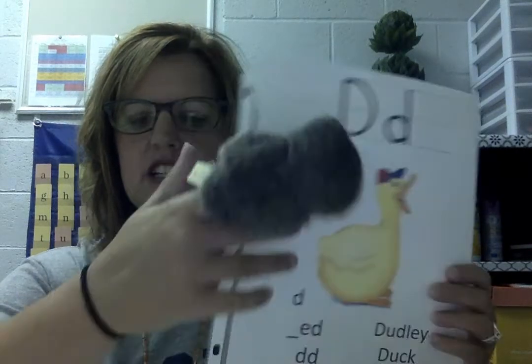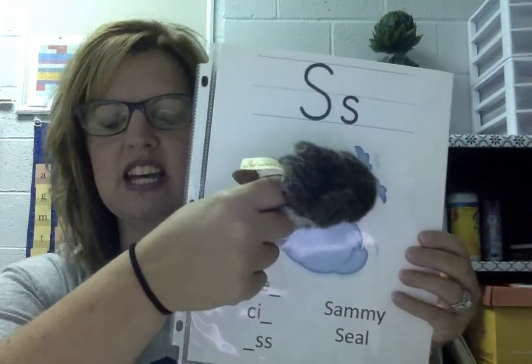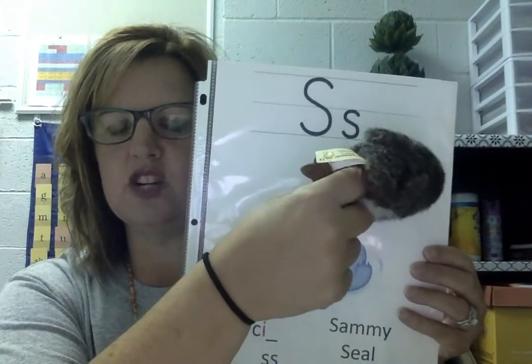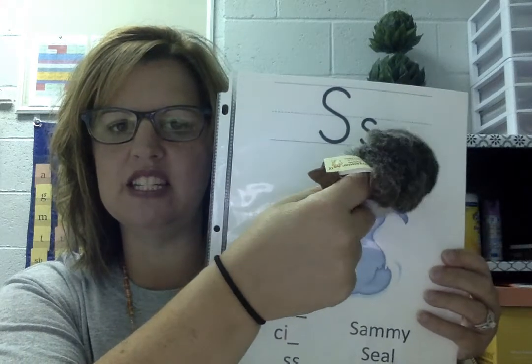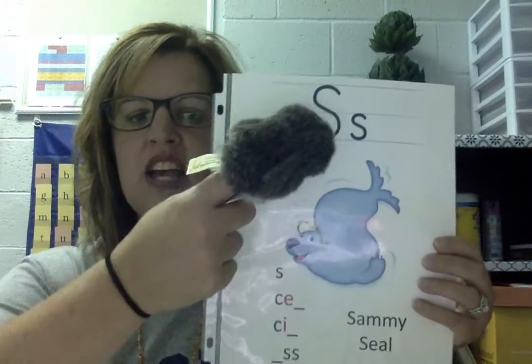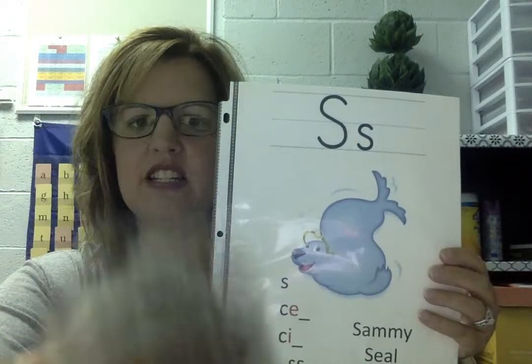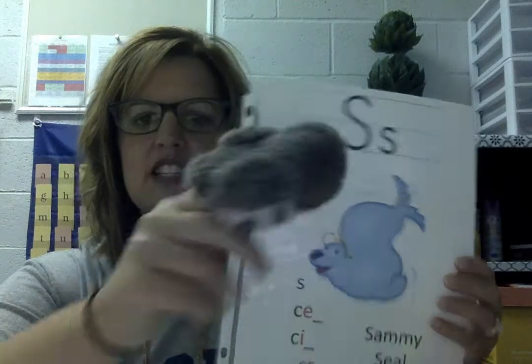Our next friend is Sammy Seal, another plain line letter. And remember, this was our tricky letter. We have to think of when we make him like a snake. We curve up, around, and land on the grass line. S, seal, s.